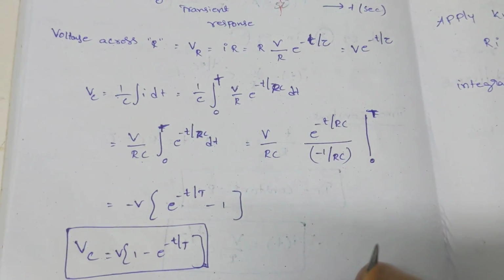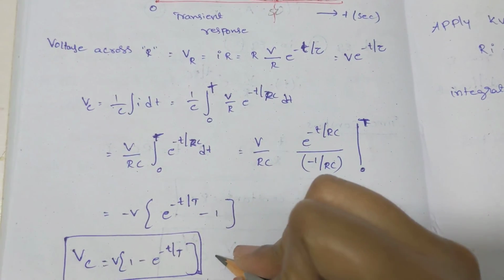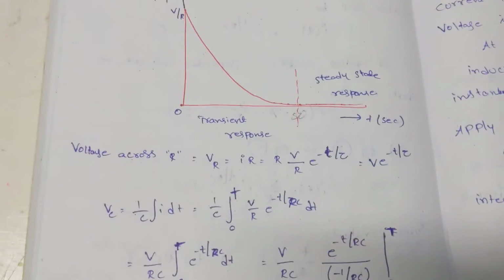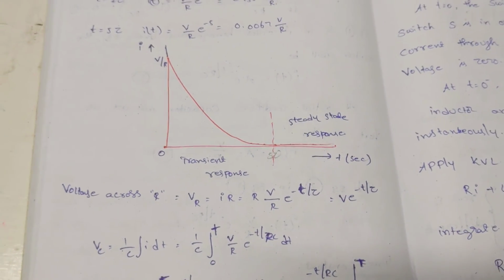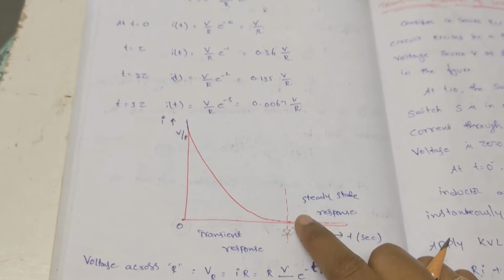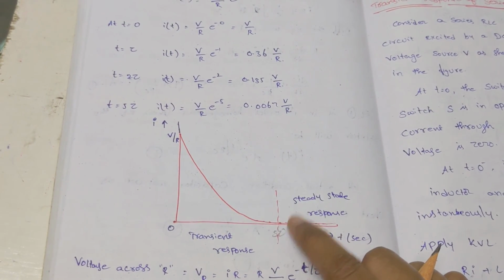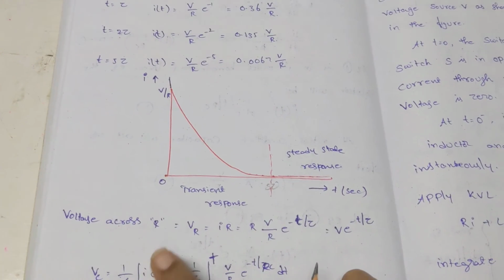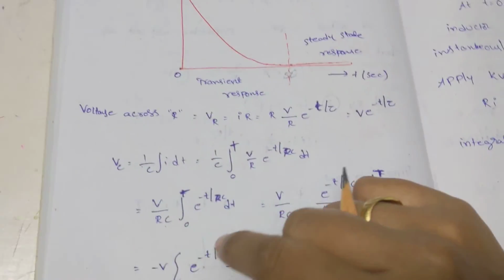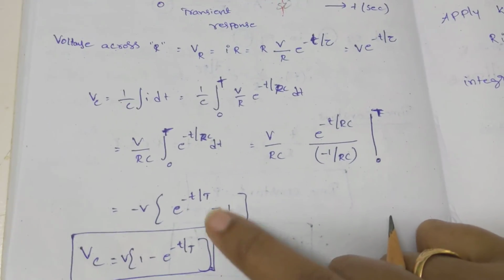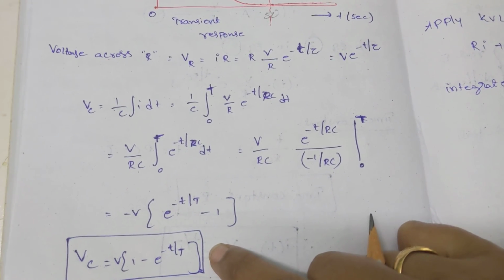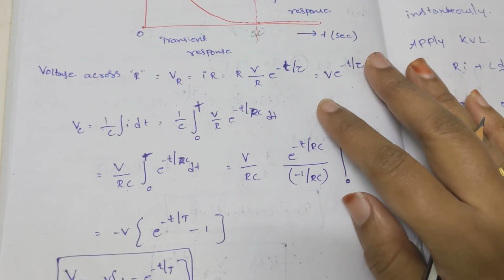So these are the expressions for the current flowing through the RC circuit, and the response of the current, as well as the voltage across your resistor and the voltage across your capacitor. This is the thing. Okay, thank you.